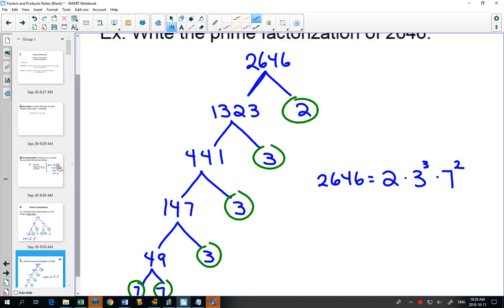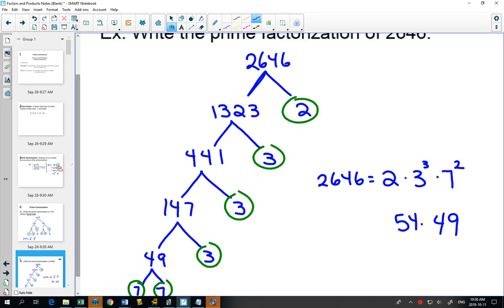What I like about the prime factorization is I can put any combination of those numbers together. So if I put any combination of those numbers together, for example, 7 squared is 49. 3 cubed is 27. 27 times 2 is 54. 54 times 49 is 2,646. Which, me liking numbers, I think that's cool.